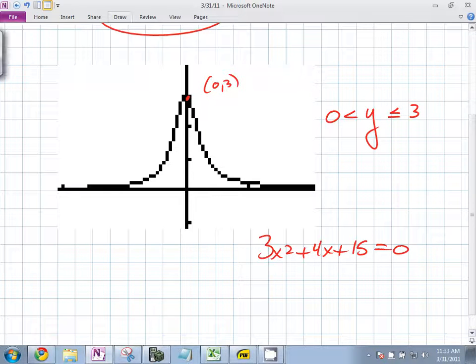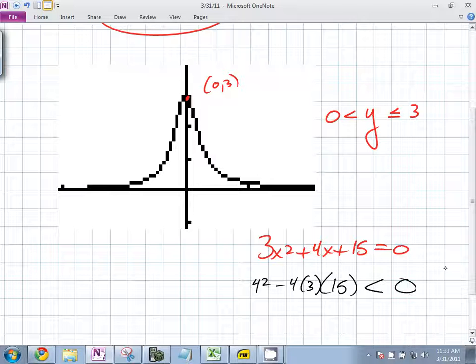So if we actually look at the discriminant here, we have 4 squared minus 4 times 3 times 15, and that's definitely less than 0. So what does that tell you? Does this ever cross the x-axis? No. So it's definitely greater than 0.